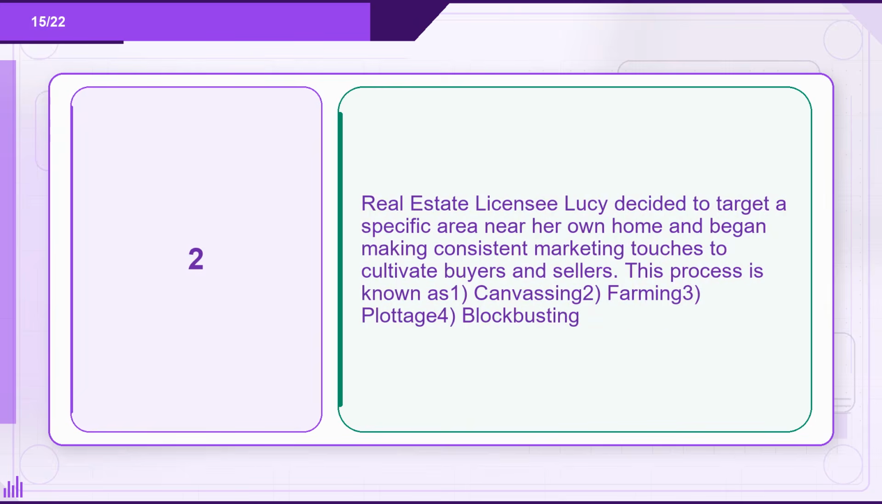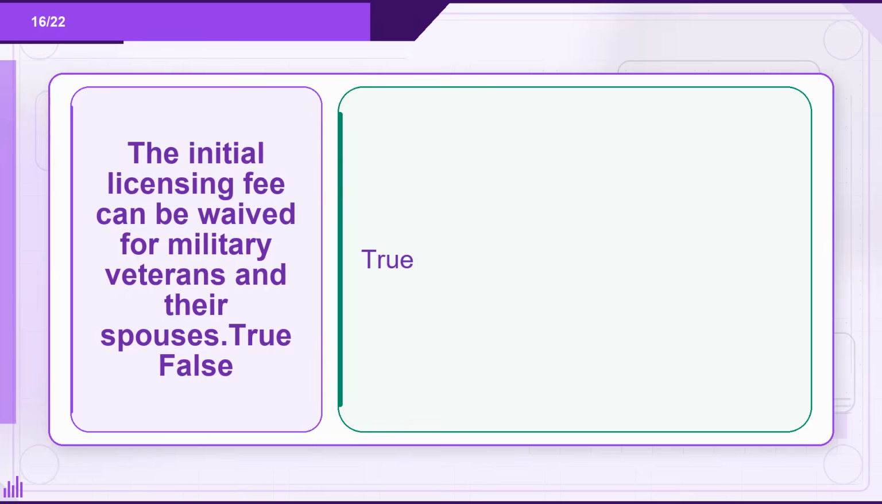Flashcard 15. Term: 2. Definition: real estate licensee Lucy decided to target a specific area near her own home and began making consistent marketing touches to cultivate buyers and sellers. This process is known as: 1. Canvassing. 2. Farming. 3. Plottage. 4. Blockbusting.